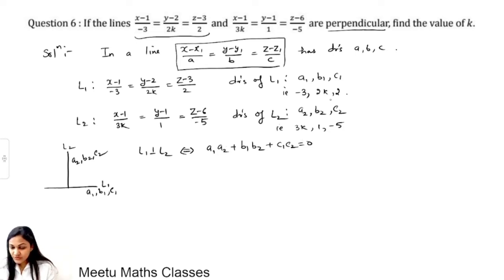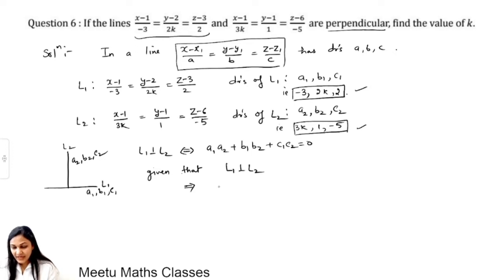Now, so we know these are our A1, B1, C1, and these are the direction ratios of another line. And we are given that the two lines are perpendicular. That implies, given that L1 is perpendicular to L2, that minus 3 into 3k plus 2k into 1 plus 2 into minus 5 must be equal to 0.